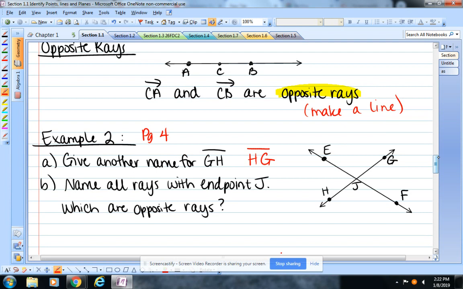Well, obviously the endpoint's J, isn't it? So that means every one of them are going to start with J. So give me another letter. JF. Okay? And are JF and JG opposite rays? No. So I'm going to write it down here.